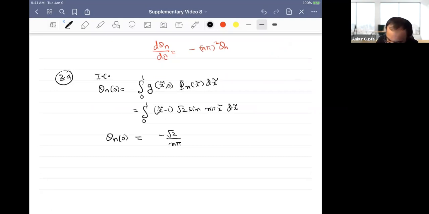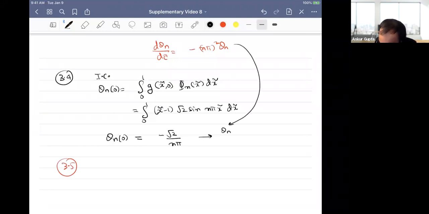Okay. Or simply, this means 3.5, or sorry, theta n essentially from this here, you can find that this will be minus root 2 by n pi exponential minus n pi square tau.